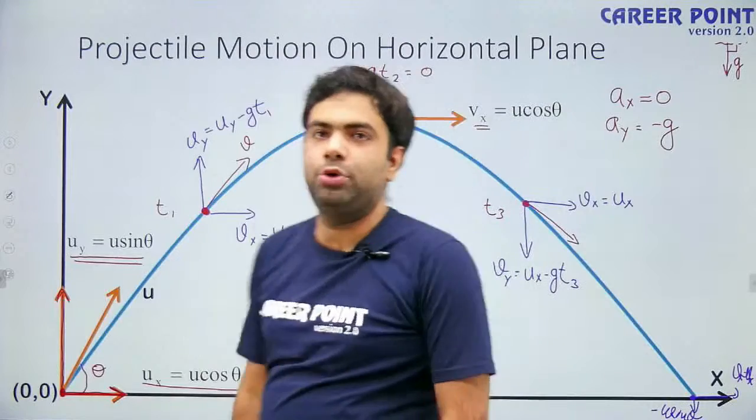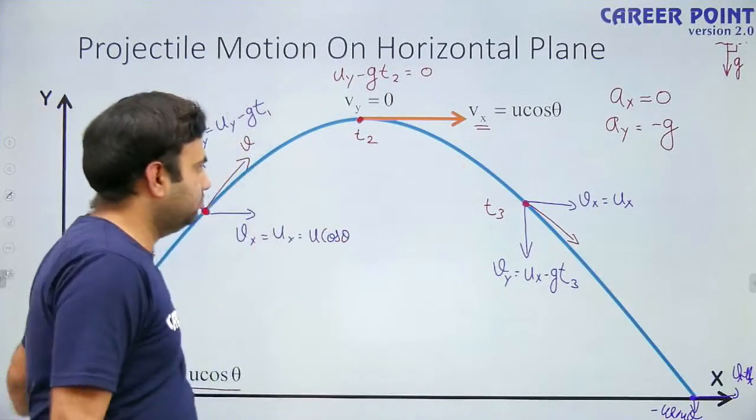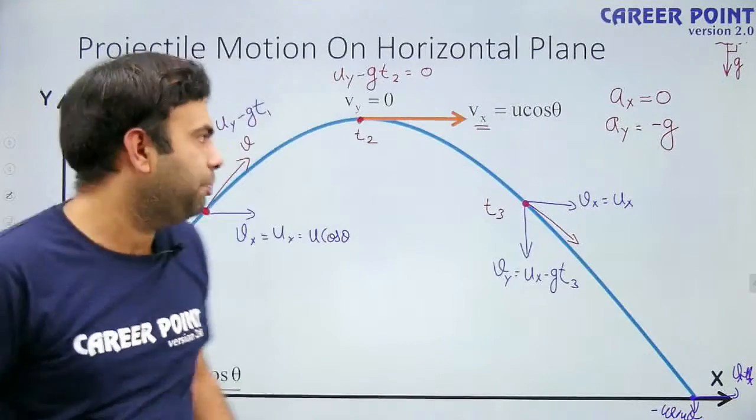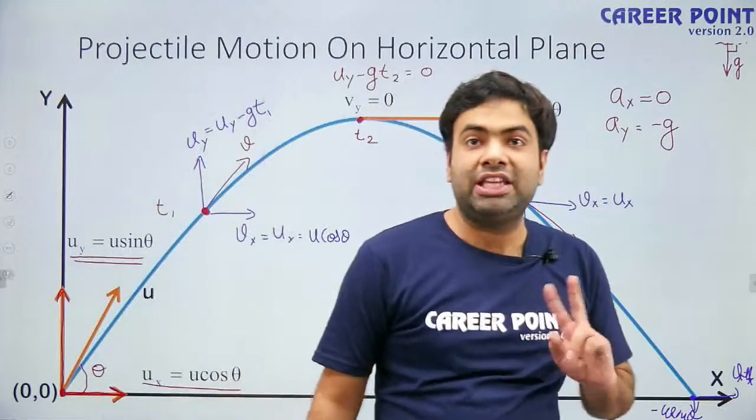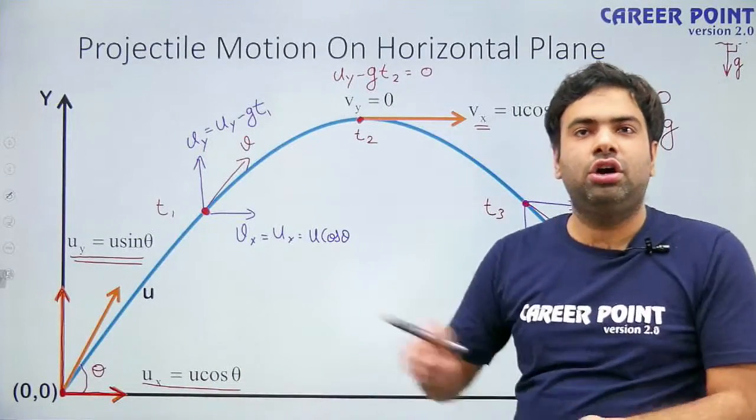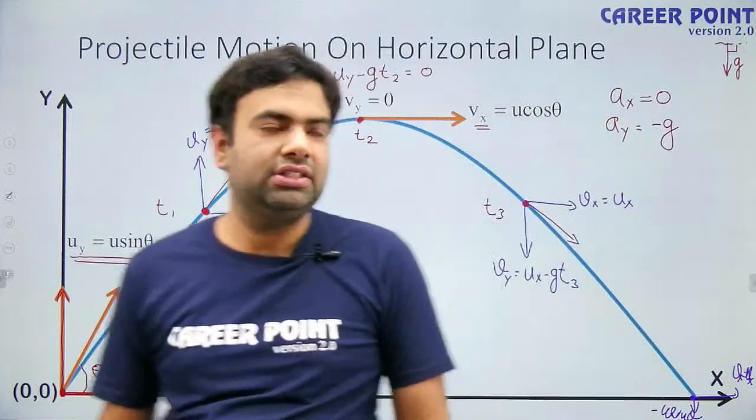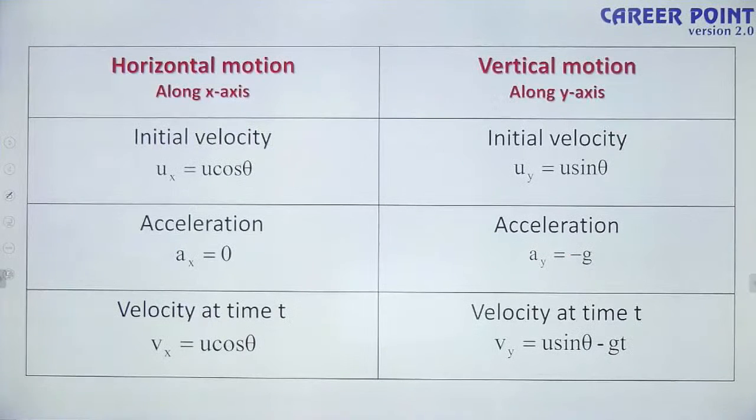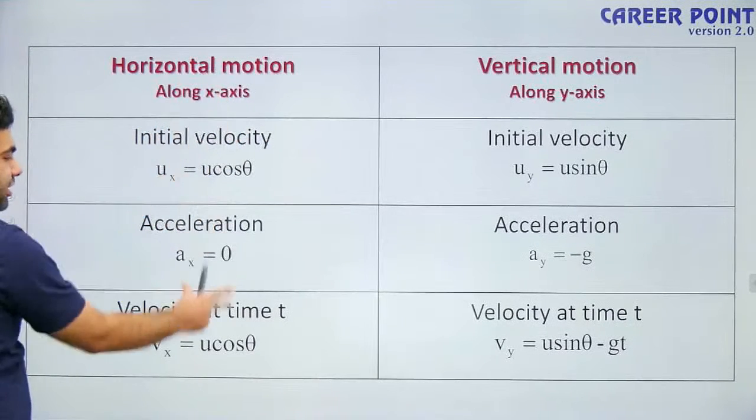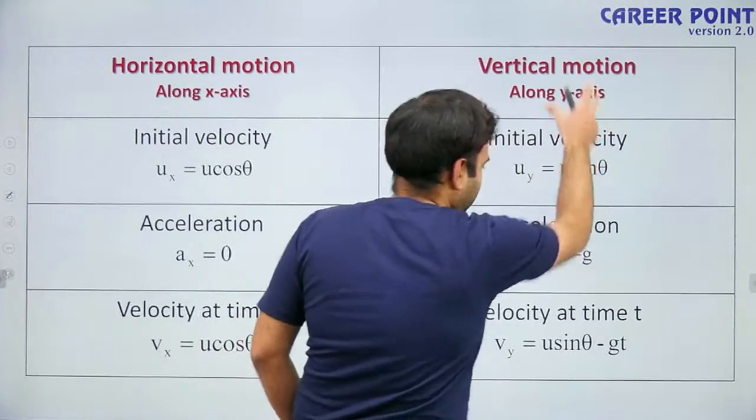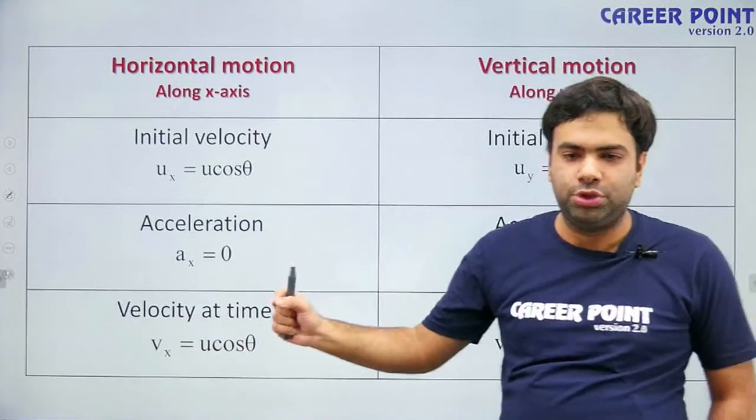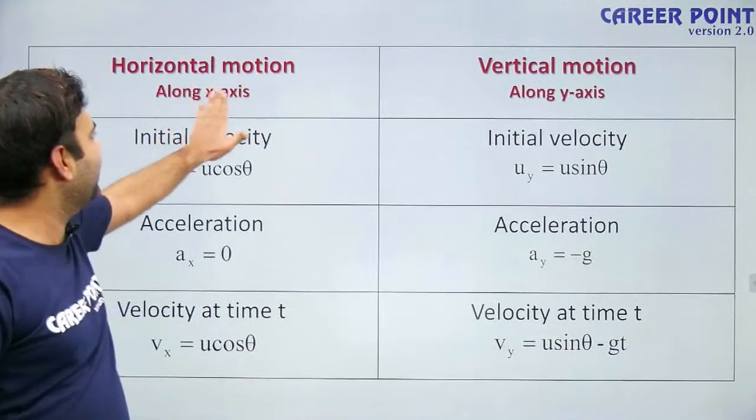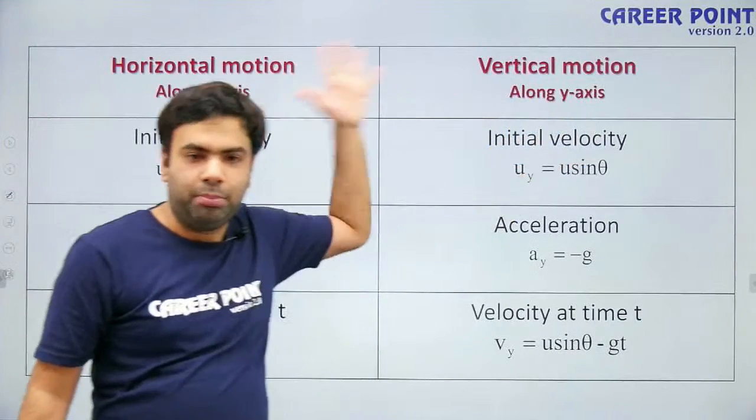This is projectile motion. Between any 2 points, if you want anything, final velocity, displacement, you can simply apply equations of motion in separate directions. Vertical direction separately, horizontal direction separately, and you will get the required parameters. Now see this. For horizontal motion along x-axis, parameters are shown here. For vertical motion along y-axis, those parameters are shown here. As I told you, projectile motion can be considered as horizontal motion along x-axis and vertical motion along y-axis combined.